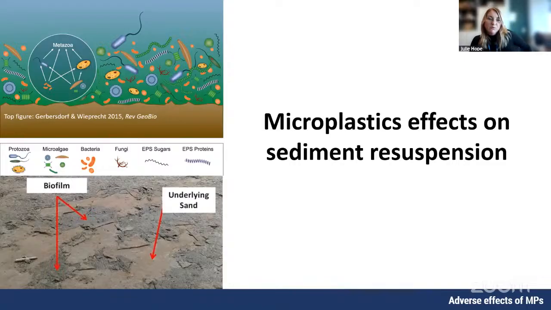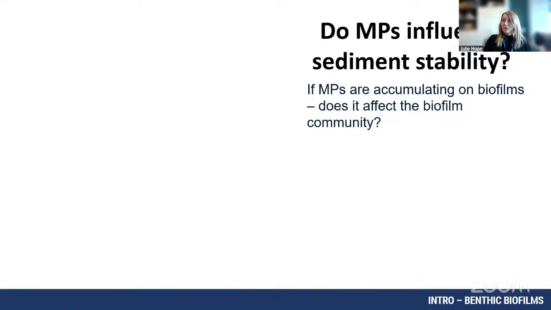But what I want to move on to here is that once those plastics are trapped on the bed, they don't just sit there, they can affect the biofilm community and how it functions as well. So these biofilms are really active sites for nutrient uptake from the water column, and they're important for biodiversity. They're also a food resource for many animals. So first of all, we'll go back to that sediment stability. So if those plastics are accumulating in biofilm, does it affect the biofilm community?